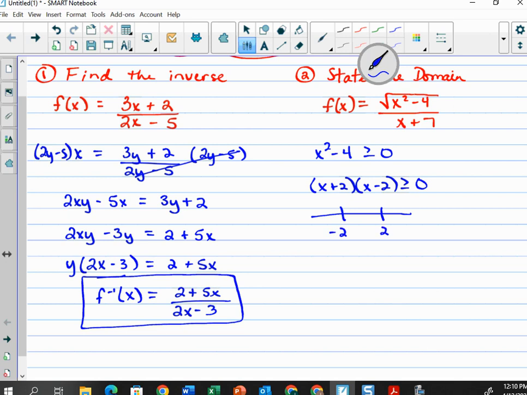Okay, what number is easy to test? 0. Where does 0 live? In the middle. Hey guys, up here. So 0 plus 2 would be positive. 0 minus 2 is negative. So what does that make that section? Negative. Will this alternate? Yes. Okay.